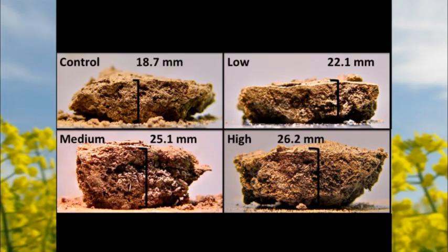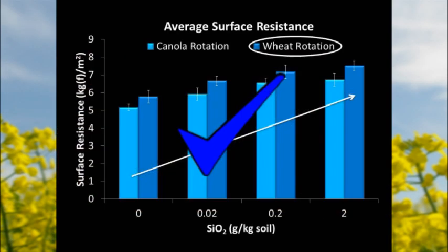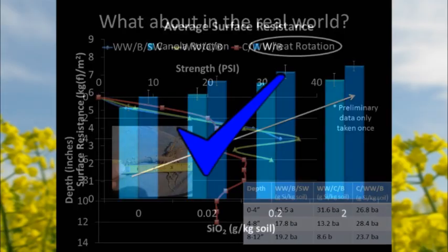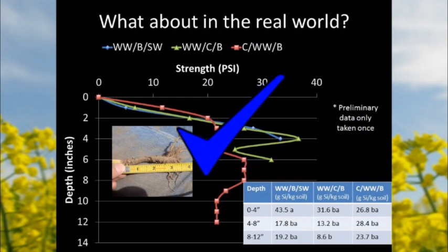And then surface resistance, this is measured just with the little penetrometer. And again, the wheat rotation was significantly higher for each addition of silica, and then it increased with the silica additions as well. So knowing this, we saw all these patterns. I was like, okay, this happens in the lab under perfect conditions. Well, what about the real world? Is this really happening out in the field?